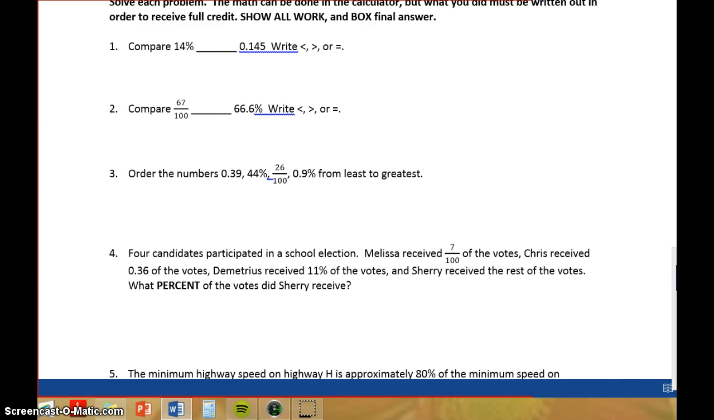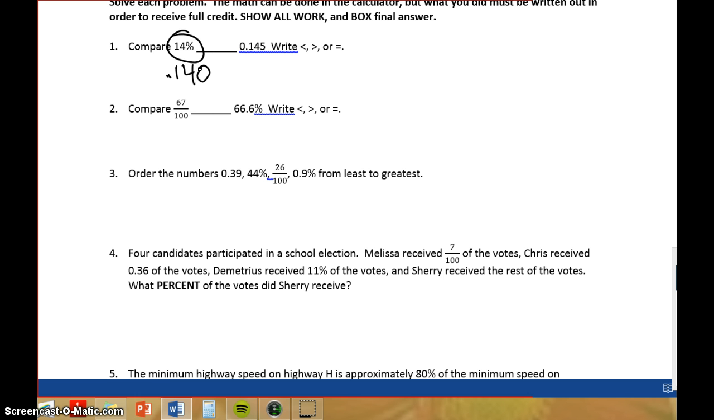So what I'm going to do is take this number right here and change that into a decimal by swooping my decimal twice to the left, so it's 0.14. So now I'm comparing 0.14 to 0.145. So 14 hundredths compared to 145 thousandths. And in that case, I could add that 0 here on this 14 hundredths to make it 140 thousandths. So they have the same decimal number.